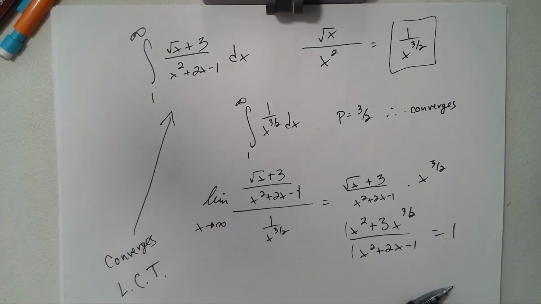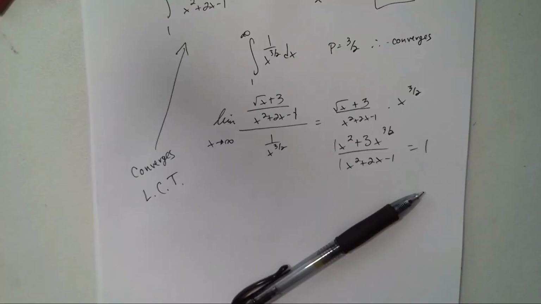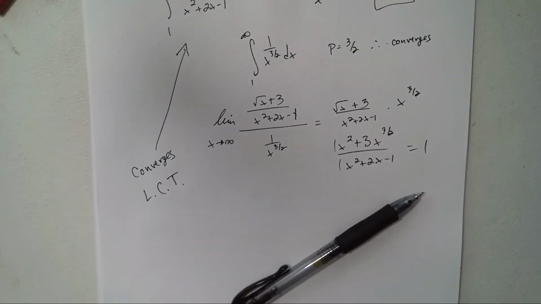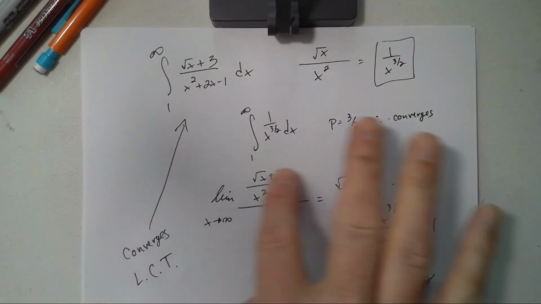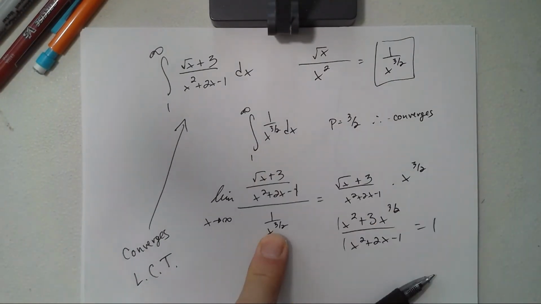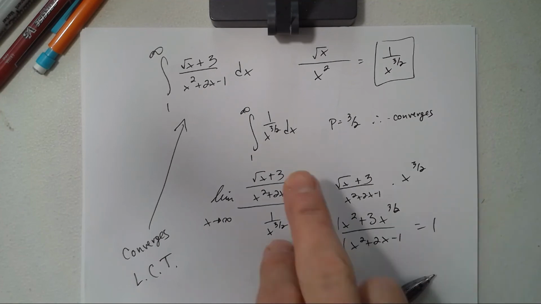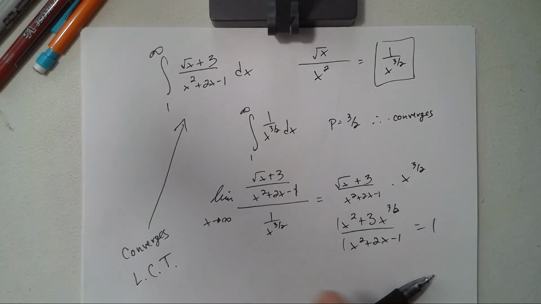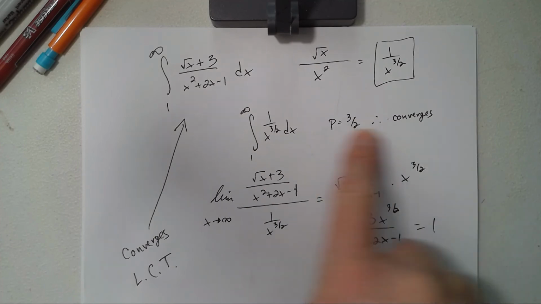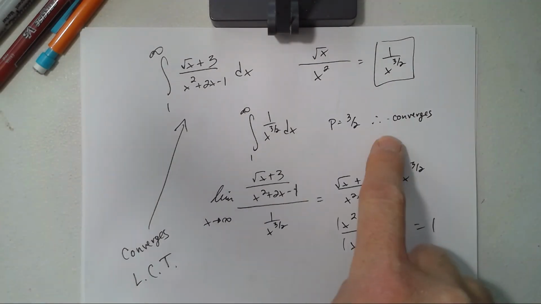Limit comparison. So, like, you have to get a real number for it to be true? You have to get a real number when you compare the original to what you're comparing it to. Then, if you get a number, they behave the same. So if this one converges, then that one converges. If this one diverges, then that one diverges.